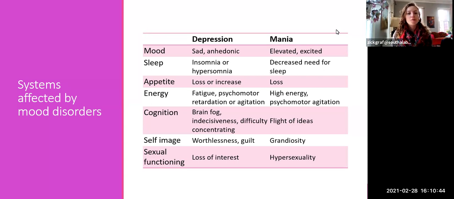Whereas in depression, people experience decreases in cognitive functioning that are experienced as brain fog, having trouble making decisions, having trouble concentrating. People with mania have trouble concentrating too, but not because they have a hard time forcing their brain to work. It's because their brain is working so fast that it's hard to settle on one thing to think about at a time. This is called flight of ideas, where they're just having so many different thoughts and ideas, and all of them seem really important and really exciting. So attention kind of shifts from idea to idea really rapidly.